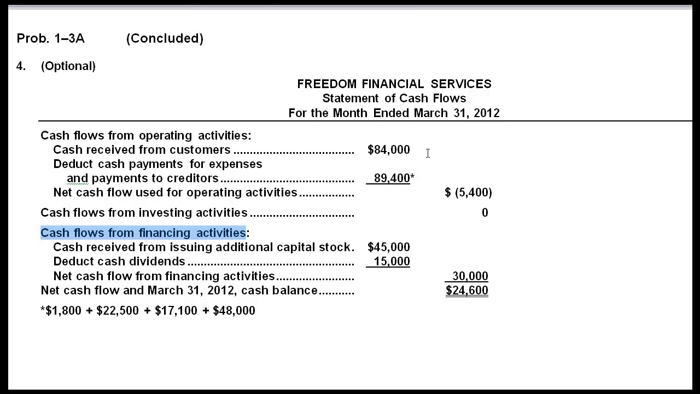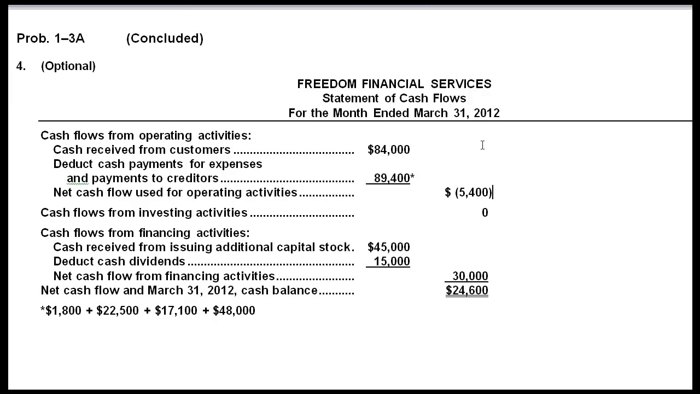Okay, so we start out, we have cash received from customers. It says deduct cash payments for expenses and payments to creditors. And so this is the amount of cash used by our operations, right? So we actually spent more cash than we brought in. Okay, cash flow from investing, there's no activity. Cash flow from financing, $45,000. Of course, this was from the stock. We're going to subtract out the $15,000 in dividends, and that gives us $30,000 is our inflow from financing.